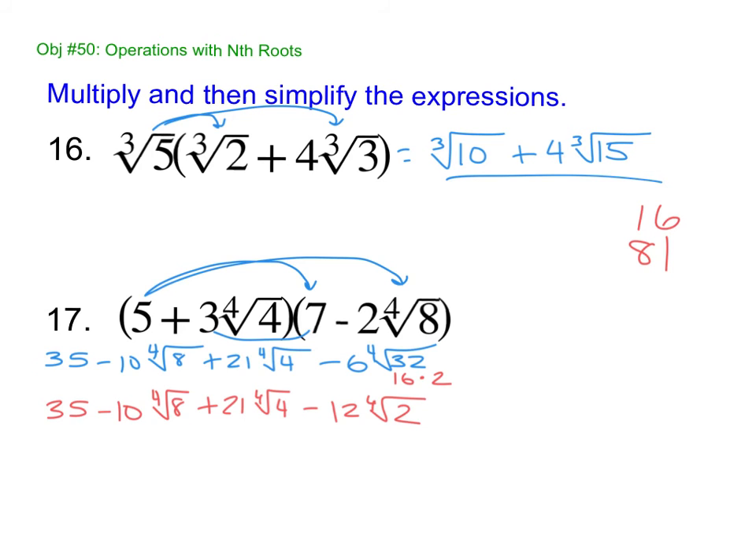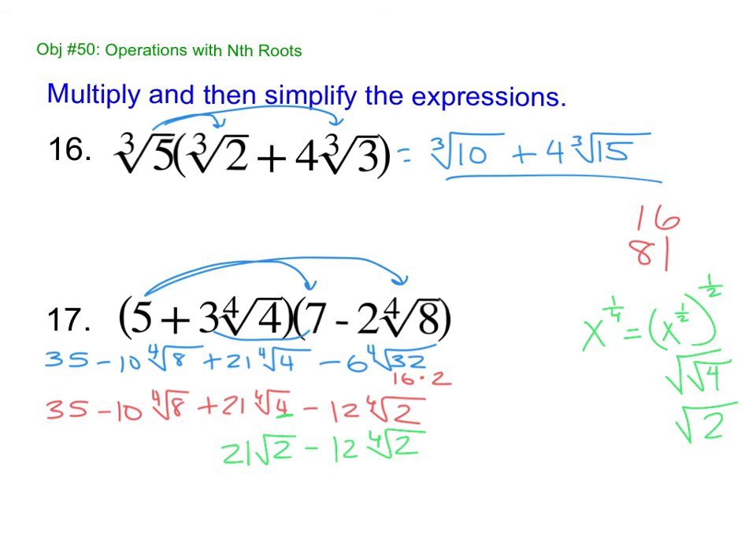Remember, we talked about a couple times, the fourth root, x to the 1/4, is the same as x to the 1/2 to the 1/2. That's just a square root of a square root. A fourth root is the same as a double square root. So what is the square root of the square root of 4? Look at that 4 right there. Square root of 4 is 2. So this can simplify to 21 root 2.